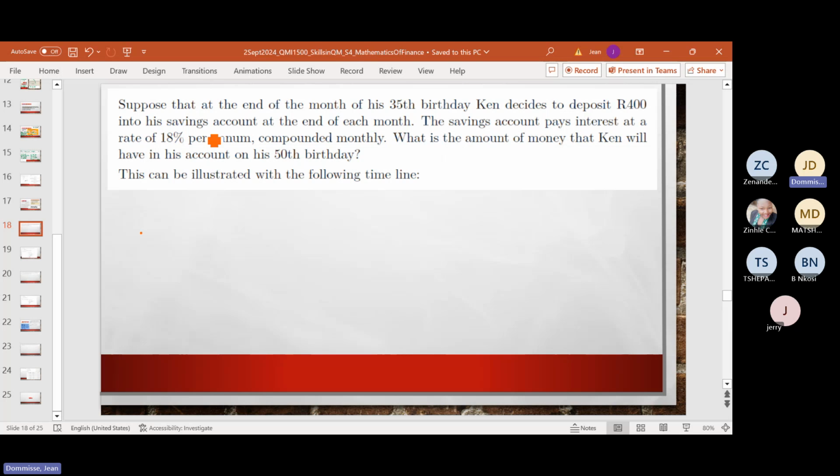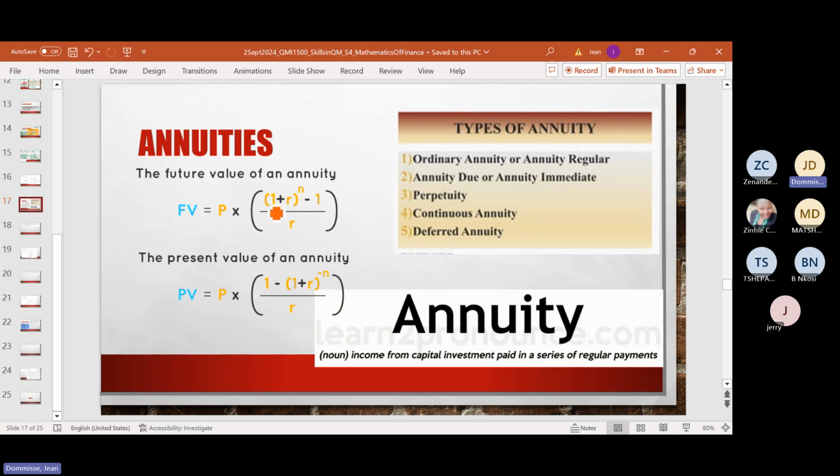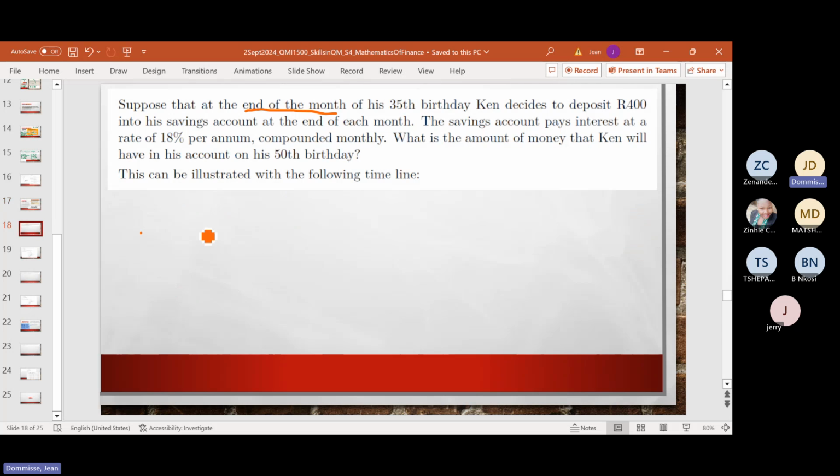So they say to us, suppose that at the end of a month, so that basically already identifies to us that we are working with an ordinary annuity. So at the end of a month on his 35th birthday, Ken decides to deposit 400 Rand into his savings account at the end of each month.